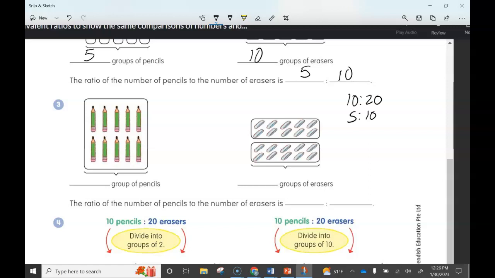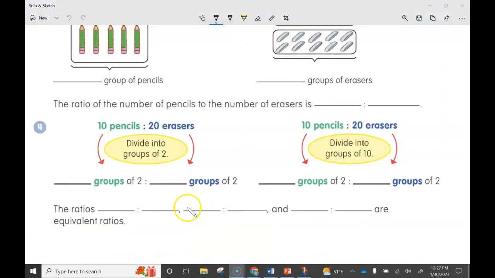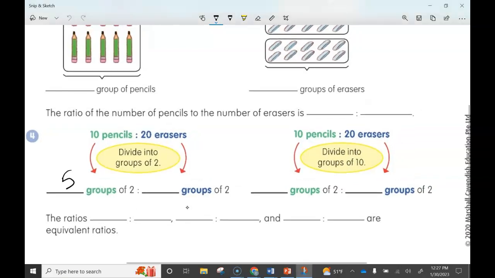So let's take a look at the next one here. 1 group of pencils total, 2 groups of erasers, so 1 group of 10, 2 groups of 10. The ratio is 1 to 2 there. Okay, so let's jump on down to number 4. We can look a little bit more specifically at what I was talking about a little bit earlier. So when we have 10 pencils, 20 erasers, we divide into groups of 2, which would give us 5 groups of 2, and then 10 groups of 2.